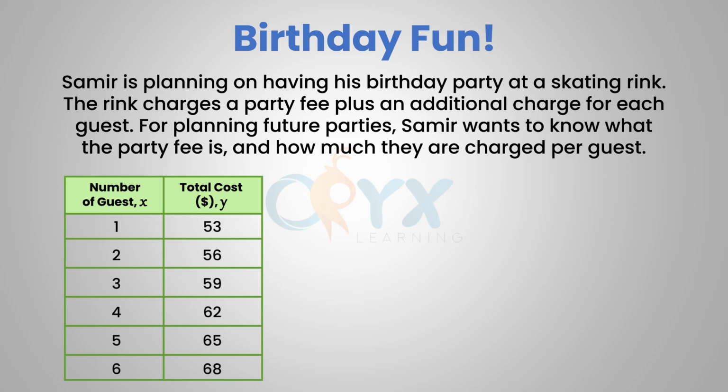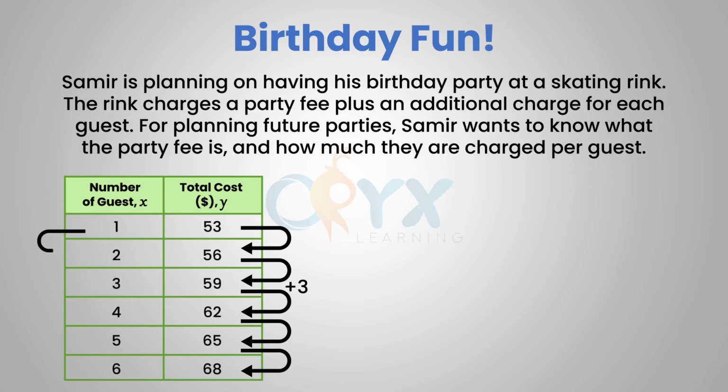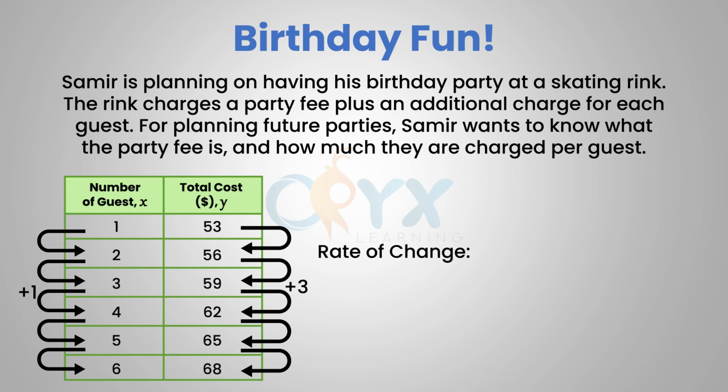As we can see in the table, the total cost, y, increases by 3 each time, from 53 to 56, 56 to 59, and so on. It is plus 3 each time. The number of guests, x, increases by a value of 1, from 1 to 2, 2 to 3, 3 to 4, and so on. Therefore, our rate of change, the change in the y over the change in the x, is 3 over 1, or $3 per guest.